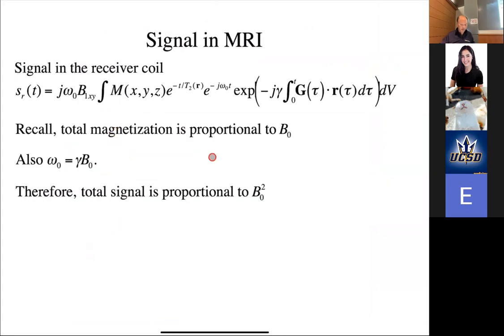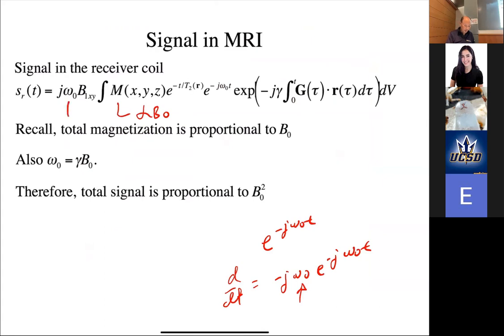So what that means is if I have something that's varying as e to the minus j omega naught t, and I take the d dt of that, I get a minus j omega naught e to the minus j omega naught t. So I've got this omega term that comes out when I take the time derivative. It turns out that the magnetization M is proportional to B naught, and this omega naught is also proportional to B naught. So the total signal I get out is proportional to B naught squared.